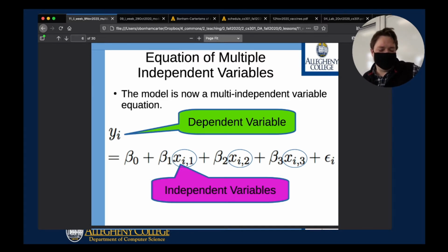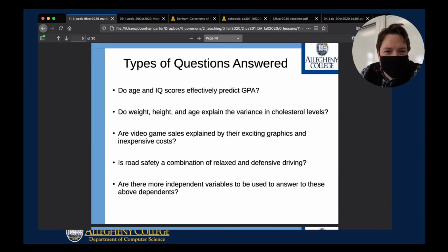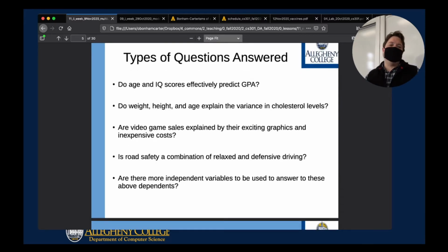Each of these x1, x2, x3 that I'm looking at here are all the different variables that I'm throwing into my model. The reason we're doing this is because we had these kinds of questions to work with. One of the questions was, for instance, do age and IQ scores effectively predict the GPA?